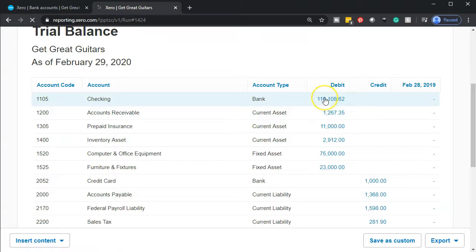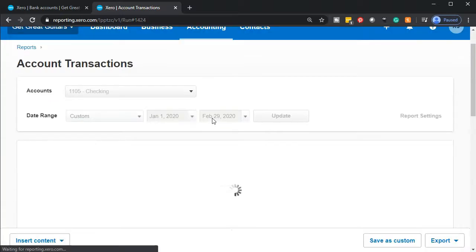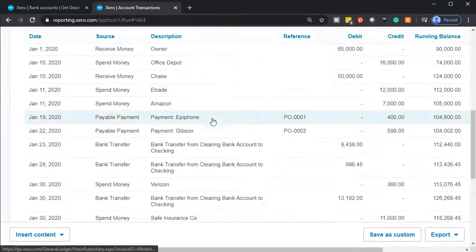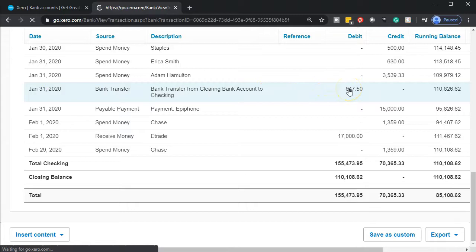So if we go on into the checking account here, scroll down to the bottom of the checking account, we should have that 847. Hopefully I put the right date in there. I don't remember if I put the right date in there. If I didn't, I'll change the date. There's the 847. I didn't change the date. It's in there as January 31st. I'd like to put it in there in February, so I'm going to adjust that and go back in there.